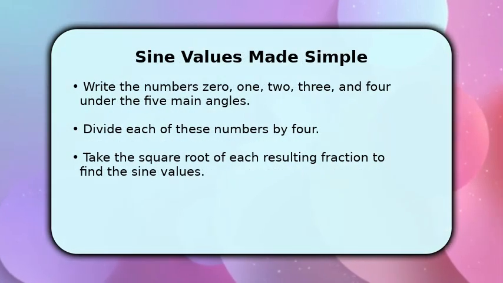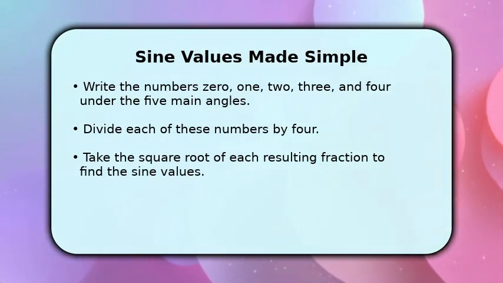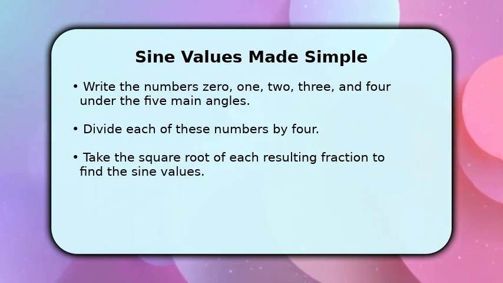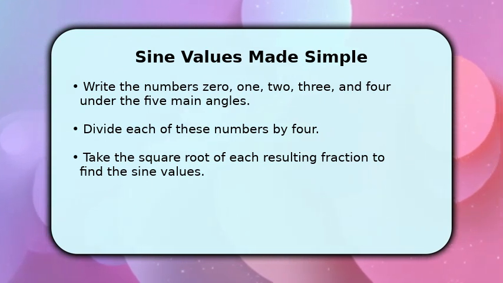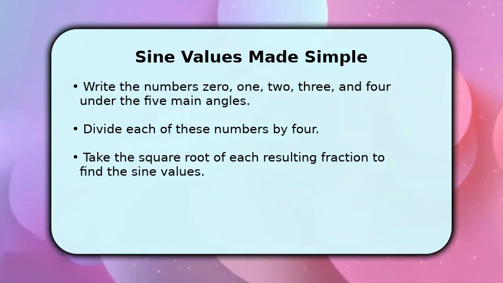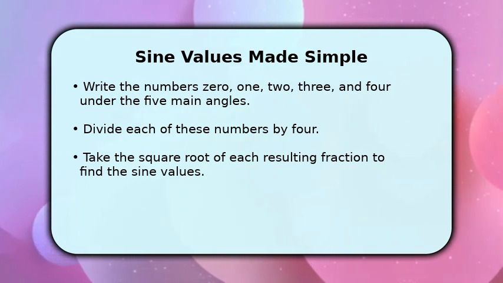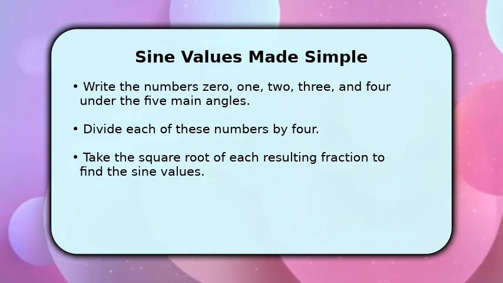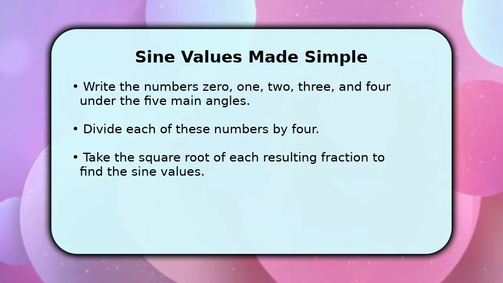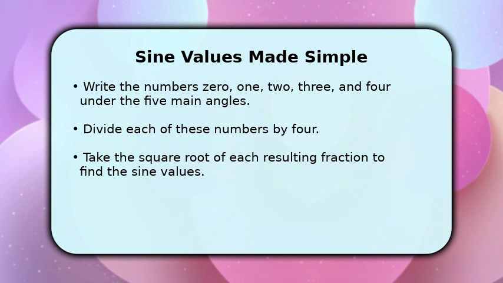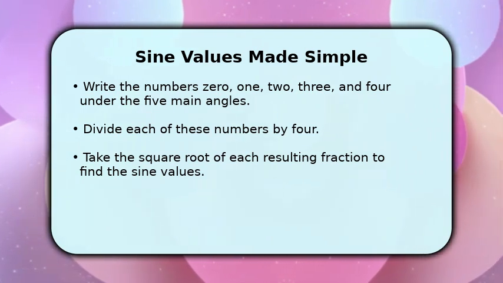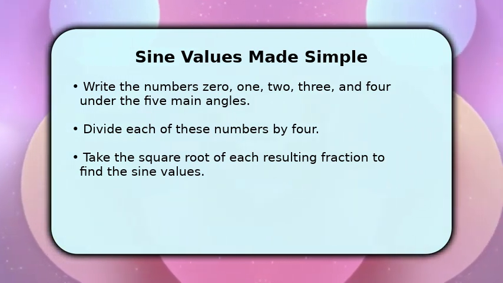Let's dive into mastering sine values. Begin by writing the numbers 0, 1, 2, 3, and 4 under your 5 key angles. Next, divide each of these numbers by 4. Finally, take the square root of each resulting fraction. For instance, for 30 degrees, you'll have the square root of 1/4, giving you 1/2. This simple, 3-step process quickly reveals all the sine values you need, making them easy to recall and understand.